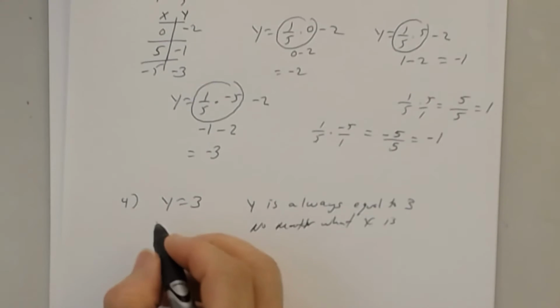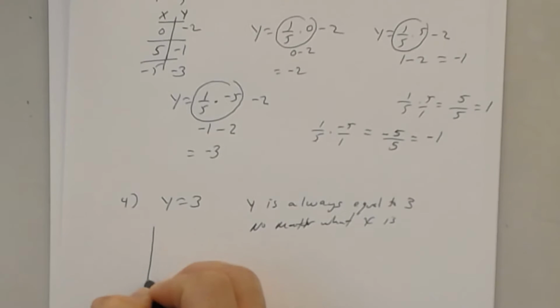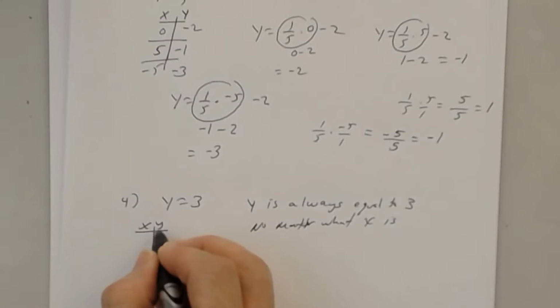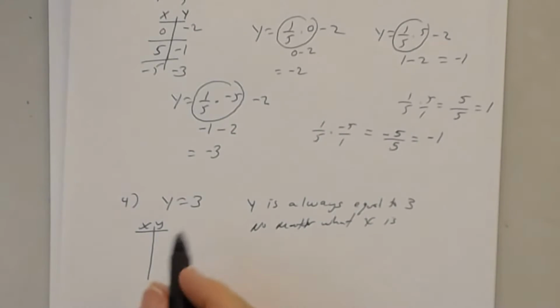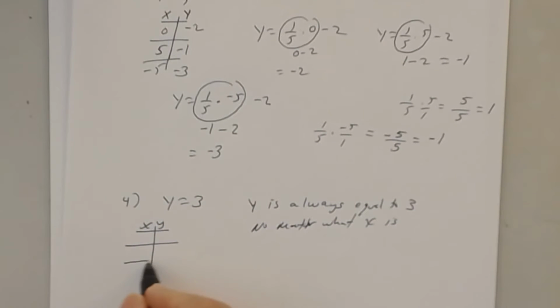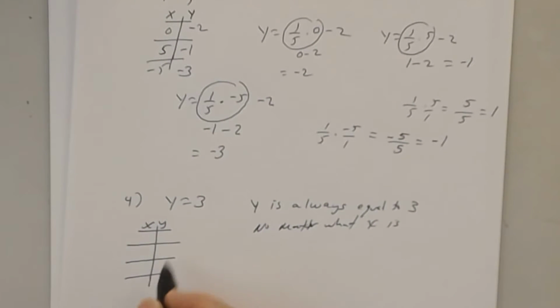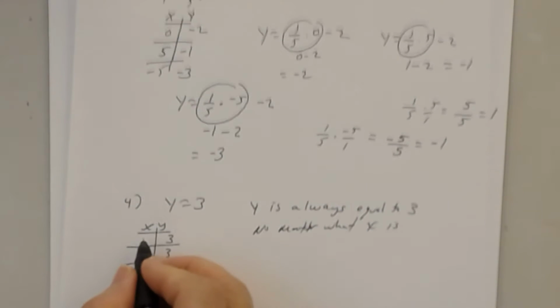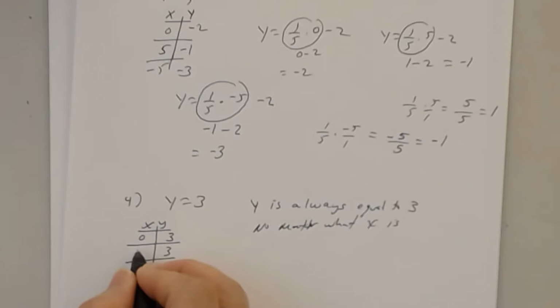So if I use the t-table, then in the y column, what is y always going to be? 3. So you have 3's all along here. That's what you're going to have. And x can be any number. So x could be what? 0. X would be what? 1. X would be 2. X would be -3, and so on, right? Does not matter.